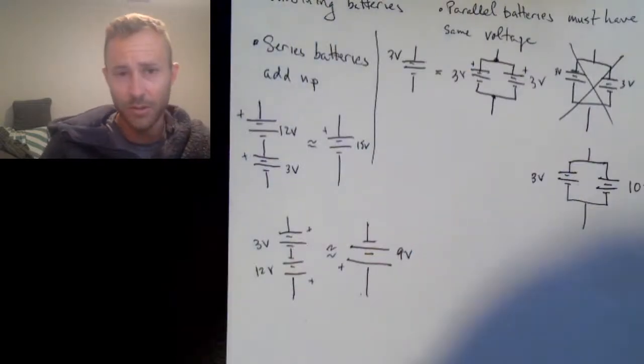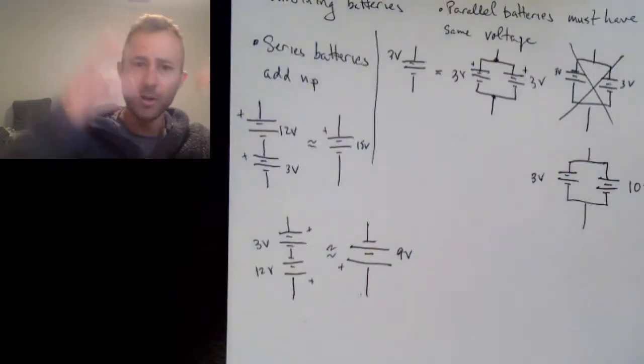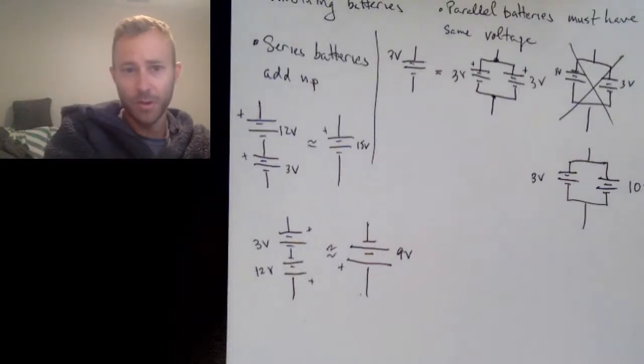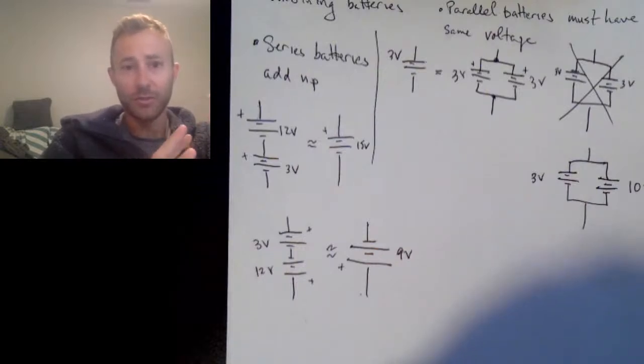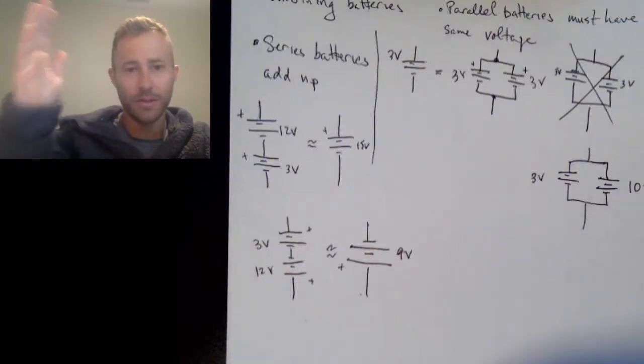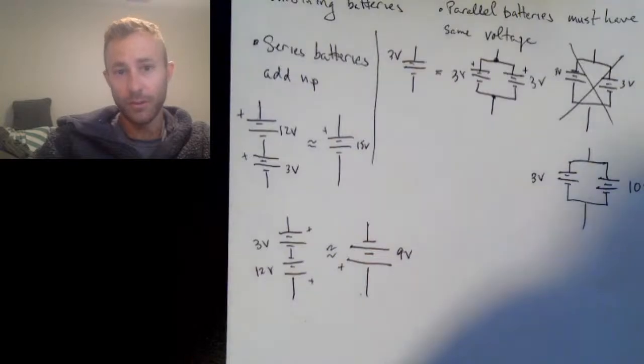But you do often see batteries stacked in series. That's what's happening when you put multiple batteries into something like a TV remote. You're putting those batteries in series with each other to achieve a certain voltage for the circuit.